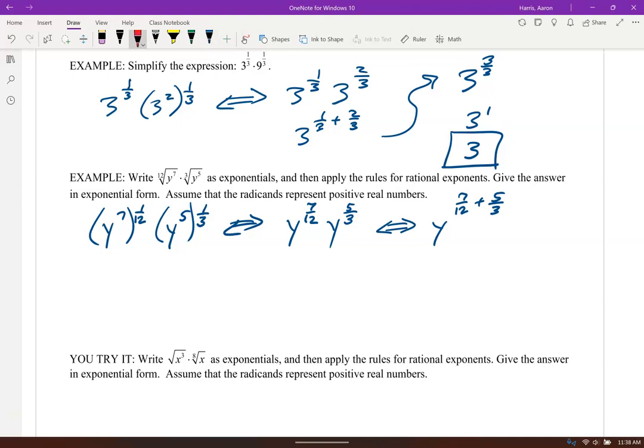Well, I don't have a common denominator, so I'm going to multiply by 4 on that. So I have y to the 7/12 plus 20/12. Now I have a common denominator: 27/12. All right, y to the 27/12. Well, 27 and 12, both of those are divisible by 3. So it'd be y to the 9/4 on that.